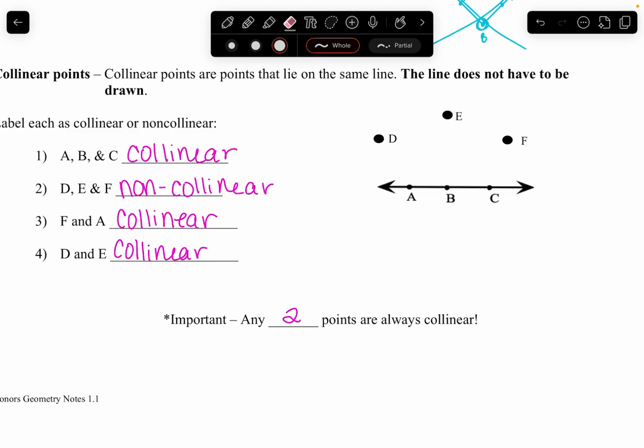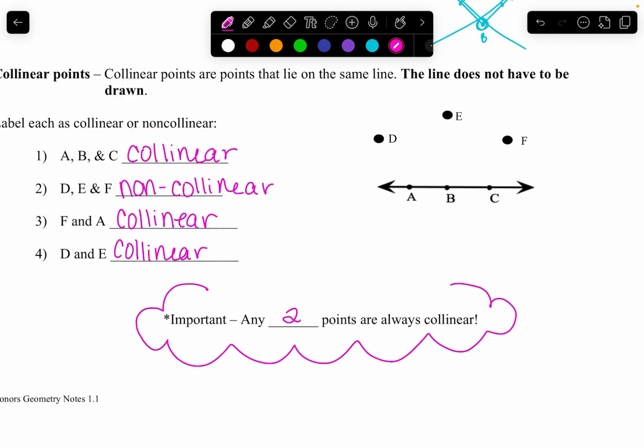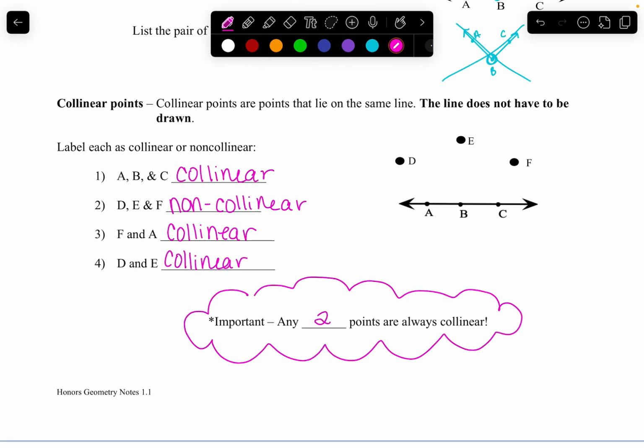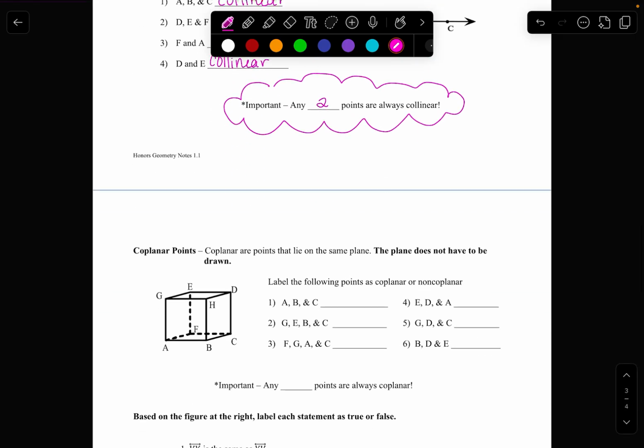Okay, this is important information, by the way. You're not going to want to forget that. Any 2 points are always going to be collinear no matter what. They don't have to lie in the same plane. They can lie in different planes. It doesn't matter. They will always be collinear.